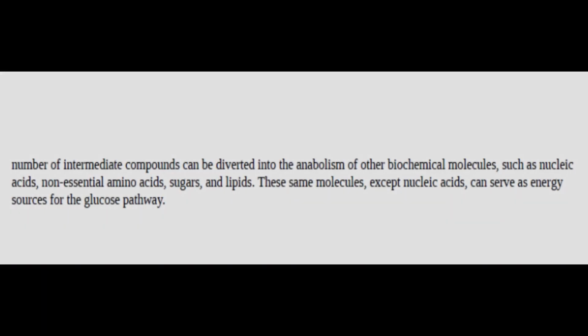A number of intermediate compounds can be diverted into the anabolism of other biochemical molecules such as nucleic acids, non-essential amino acids, sugars, and lipids. These same molecules, except for nucleic acids, can serve as energy sources for the glucose pathway.